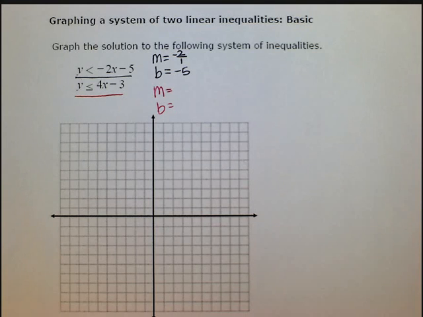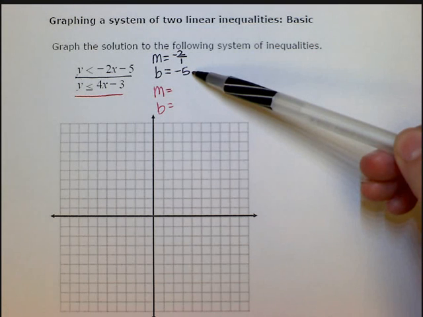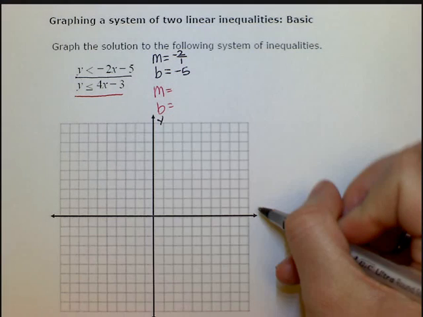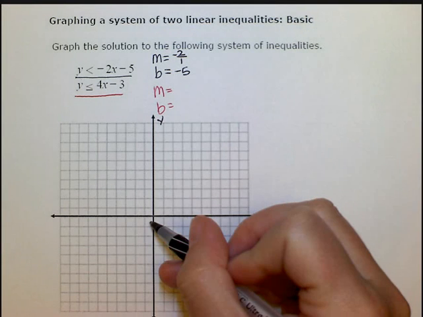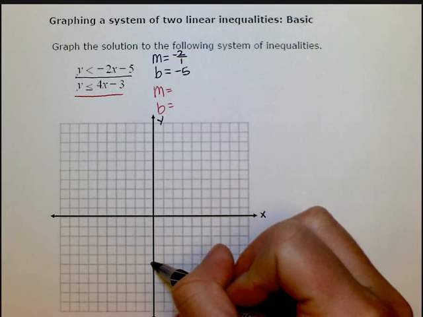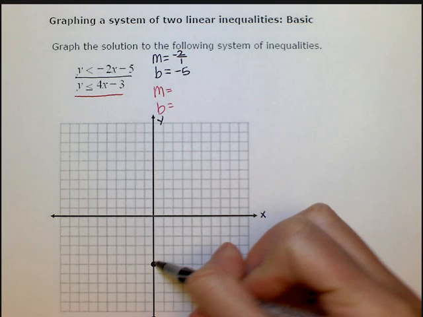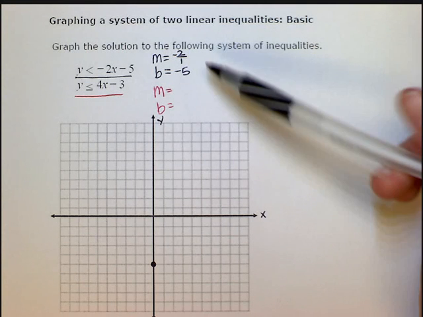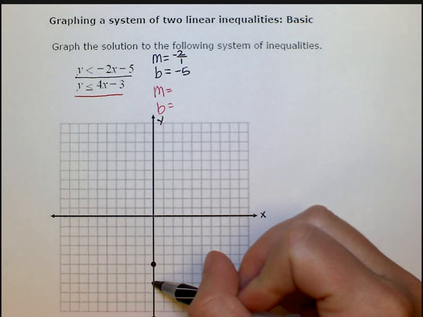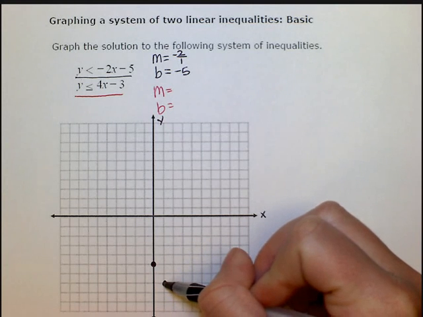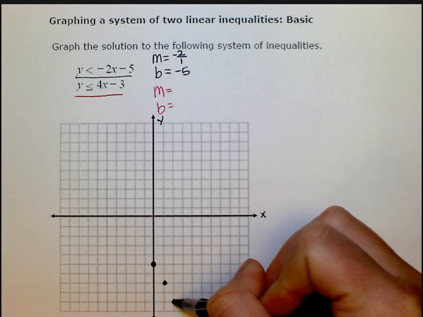I always start with my starting point, which is my y-intercept. So on my y-axis here, I'm going to go down to negative 5. 1, 2, 3, 4, 5. And put a point. Now from this starting point, I'll count my slope, which is negative 2 over 1. So I'm going to go down 2 for negative 2 and over 1 to the right for positive 1. Down 2, over 1 to the right.